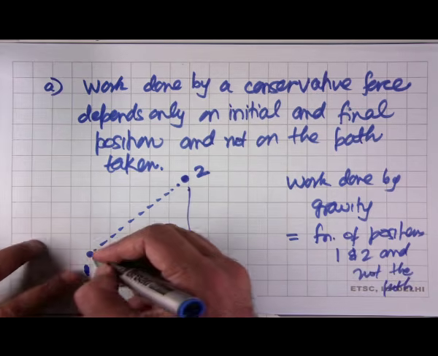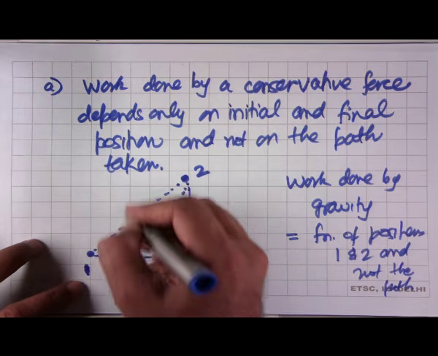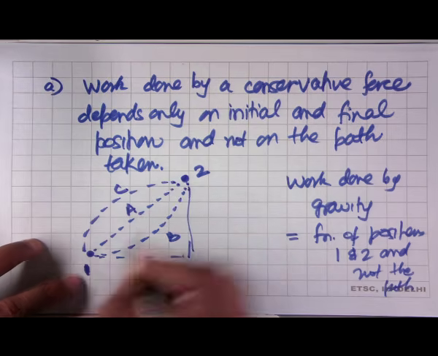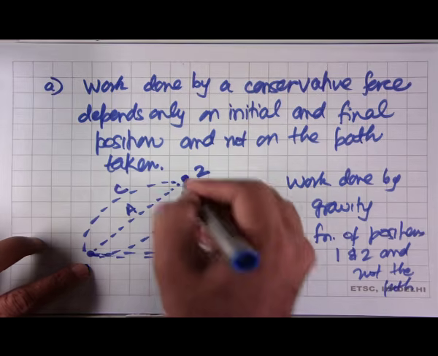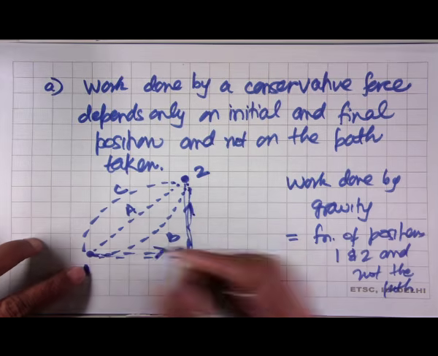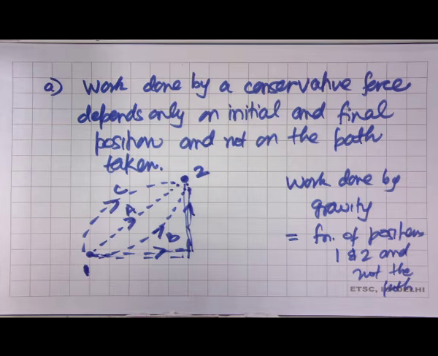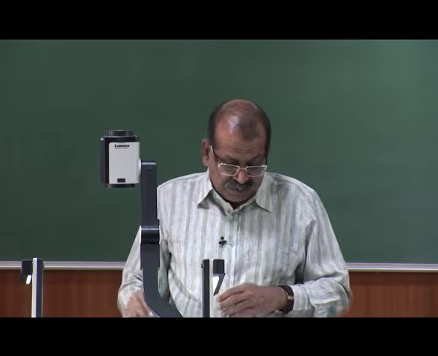And what we mean is, even if the particle moves along a path A or path B or path C, or let us say first it travels horizontally, then it travels vertically up, any path which the particle takes, the work done by a conservative force will be the same irrespective of the path which the particle takes.